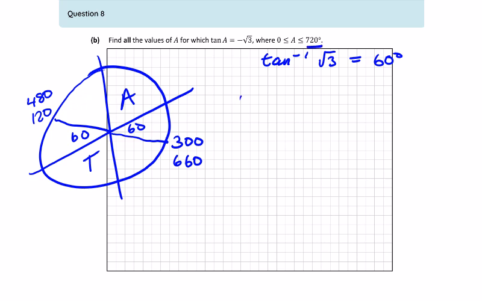So the answers here, A will be equal to 120, 300, 480, and 660.